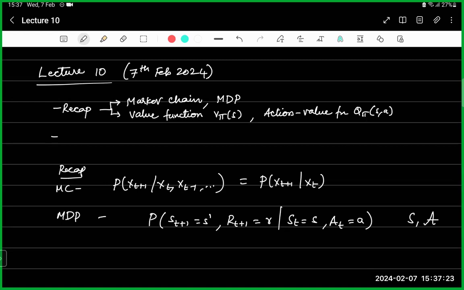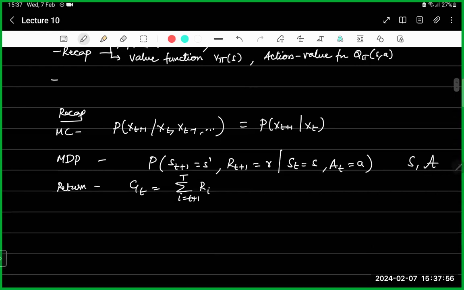We also discussed the concept of discount factor. Do you remember what the discount factor is? First, what is the definition of a return? The return is G t equal to this, which is nothing but the total future reward that you'll get starting from time t.